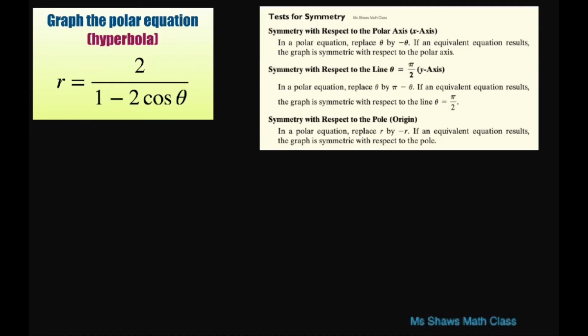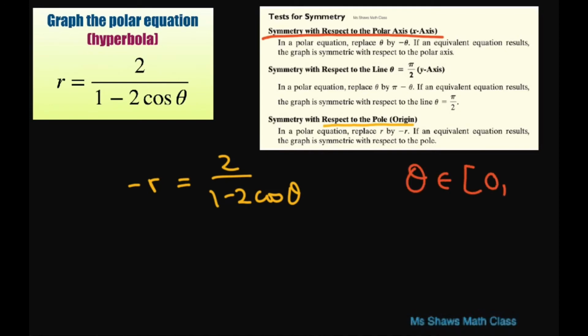Now, for the pole, all you do is you change your r to negative r, and clearly these are not equivalent, so it's not symmetric with respect to the origin. Since it's symmetric with the polar axis, we're going to assign values from 0 to pi and then reflect it over the polar axis.